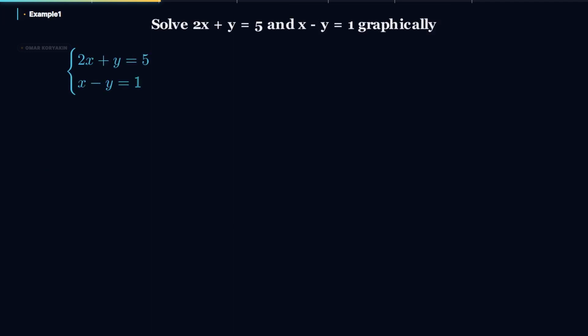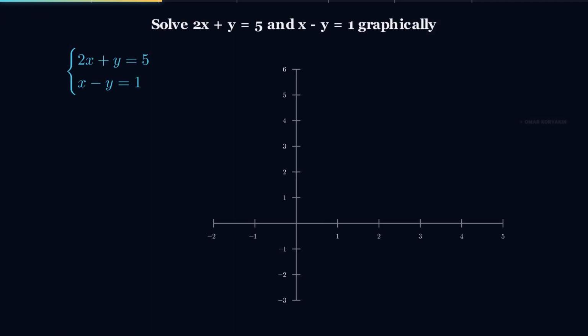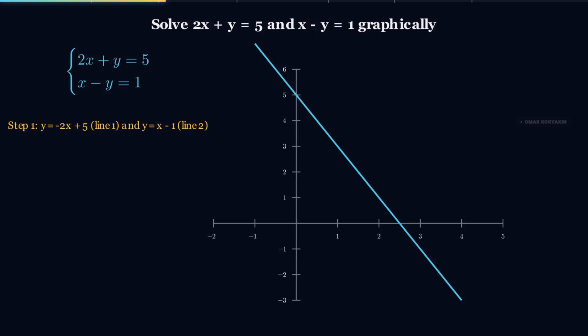Here is the first worked example. Solve the linear system 2x plus y equals 5 paired with x minus y equals 1 using the graphical method. Step 1. Convert both equations to slope-intercept form. The first equation, solve for y, getting y equals minus 2x plus 5. Slope is negative 2, y-intercept is 5. The second equation, solve for y, getting y equals x minus 1. Slope is 1, y-intercept is negative 1. Both equations are now in y equals form, ready for graphing.